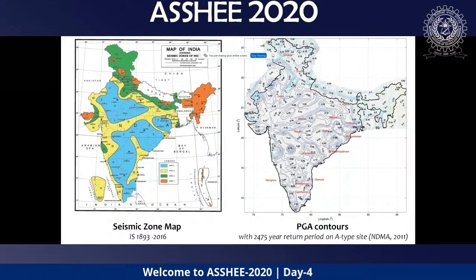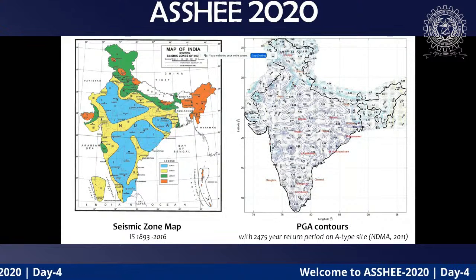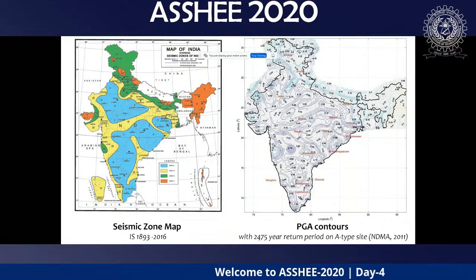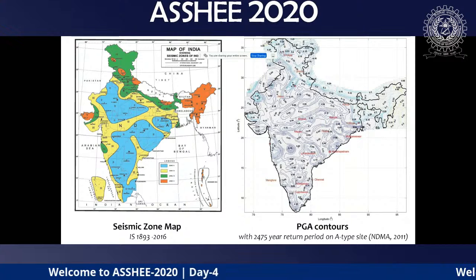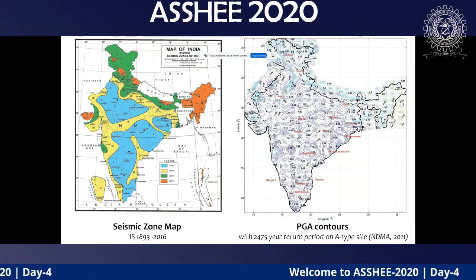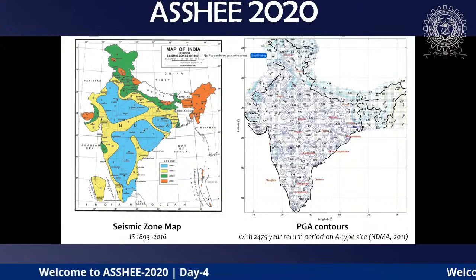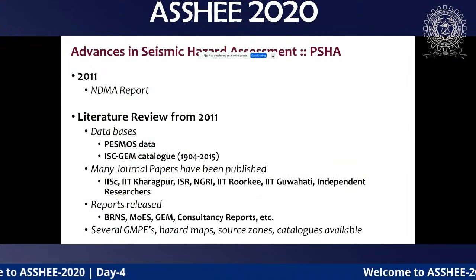Although this map was accepted by the Bureau of Indian Standards, there were some issues: we should be able to give it for B-type site, and how do we address the Indo-Gangetic basin? There were so many issues from the practicing engineers' point of view. So last year, once again a committee was formed, and this project was awarded to us to upgrade this seismic hazard map.